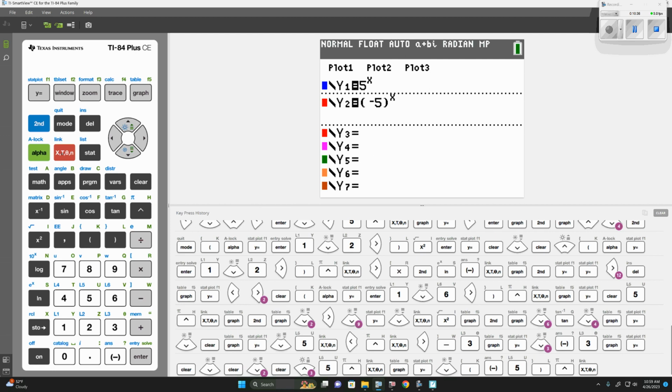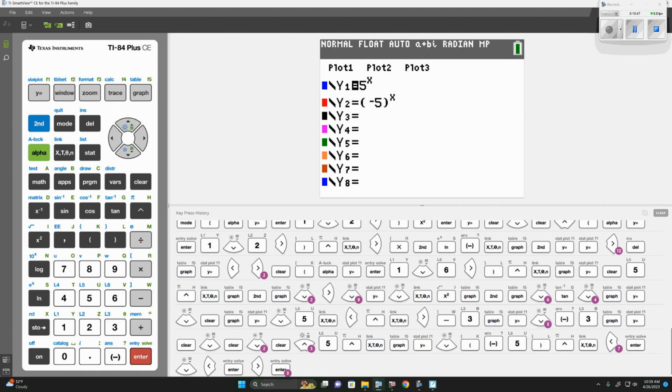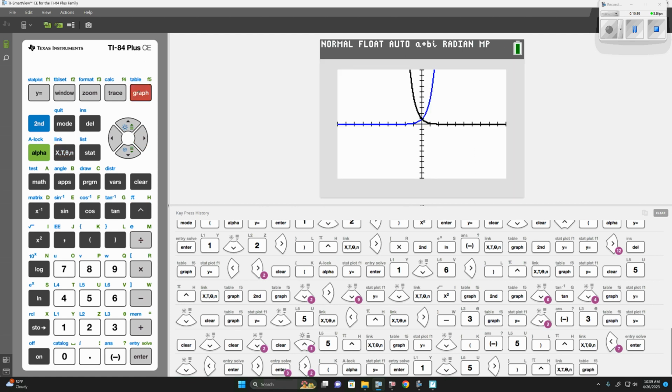Probably still growth. Now, we haven't looked at what decay is, so I'm going to turn this one off for now. Let's change the color of this back to what it was before. And then let's say y equals 1 over 5 parentheses to the x. So the blue one is growth and the black one is decay. So the blue one is exponential growth. The black one is exponential decay.